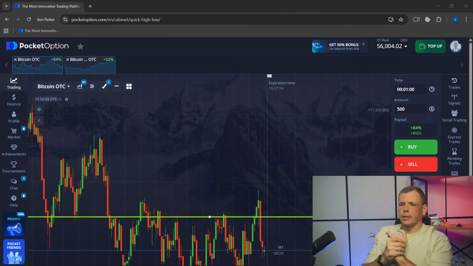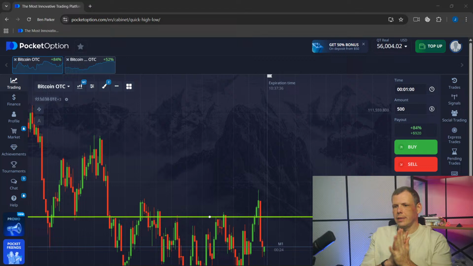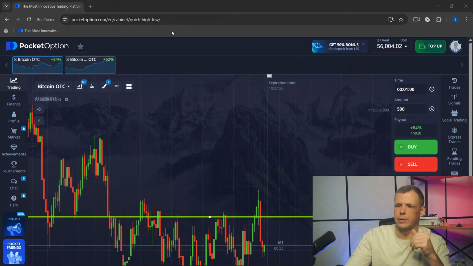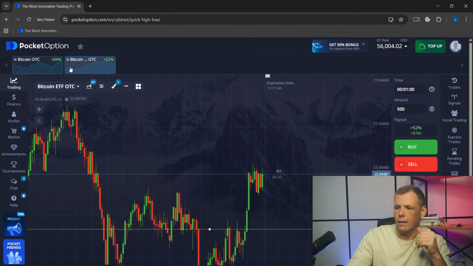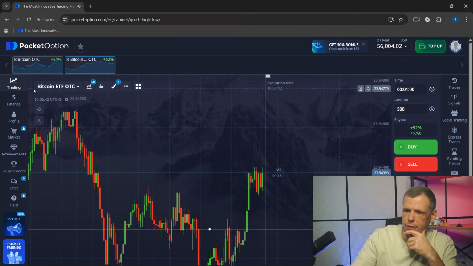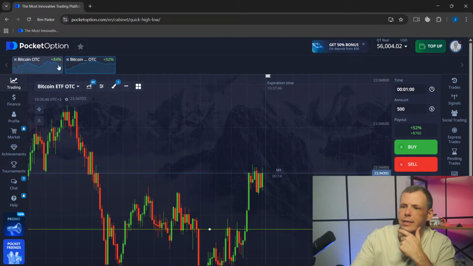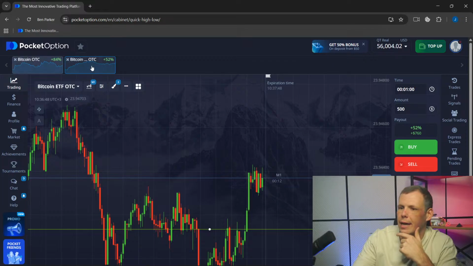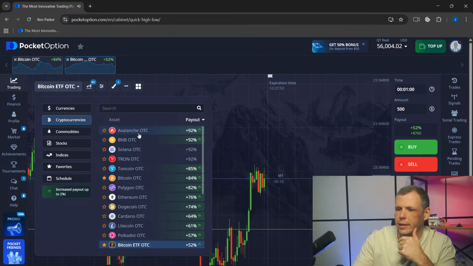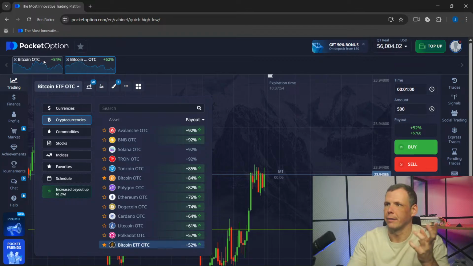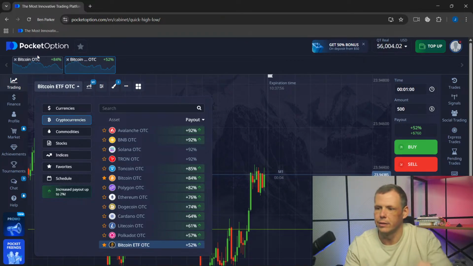I'm taking a look at Bitcoin OTC and Bitcoin ETF OTC. All right, let's rock and roll it. These are the two that I'm sitting on. You can see it's plus 52%, the other's 84. If you're wondering how I did that, when I go here, I can just save it as a favorite and it shows up here so I can bounce back and forth. It's just a little bit easier.